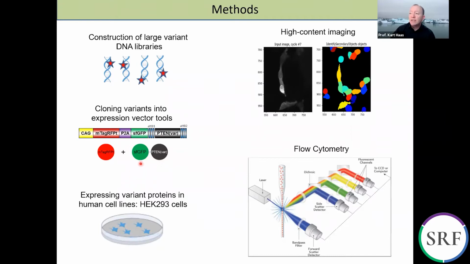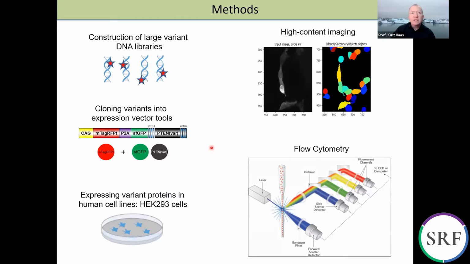Then we express these vectors into human cells, such as human embryonic kidney cells, HEK cells. These are really workhorses, cell lines in labs that can be grown whenever you want to, easily transfected, and then used for experimentation for expression. And this is the readout.